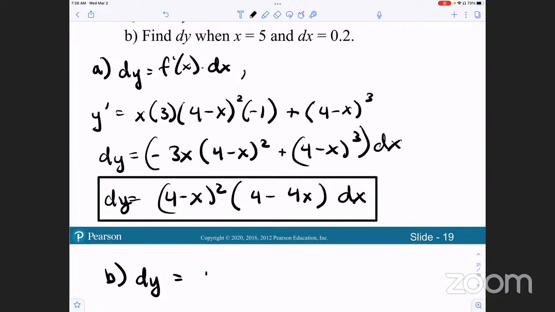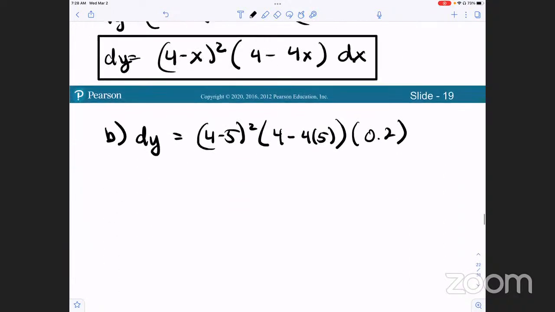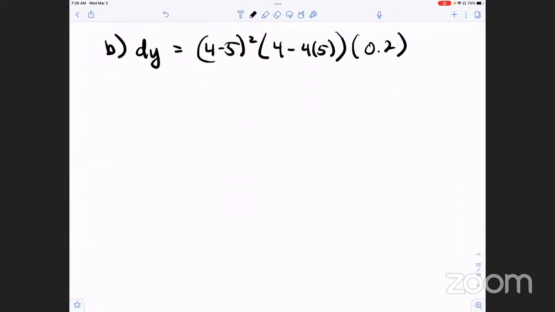So that's going to be 4 minus 5 squared times 4 minus 4 times 5. And dx is times 0.2. So 4 minus 5 is -1, squared so that's a 1. So I'm just going to highlight that as this collapses to 1. 4 minus 20 is a -16. Times 0.2, I think it's a -3.2.